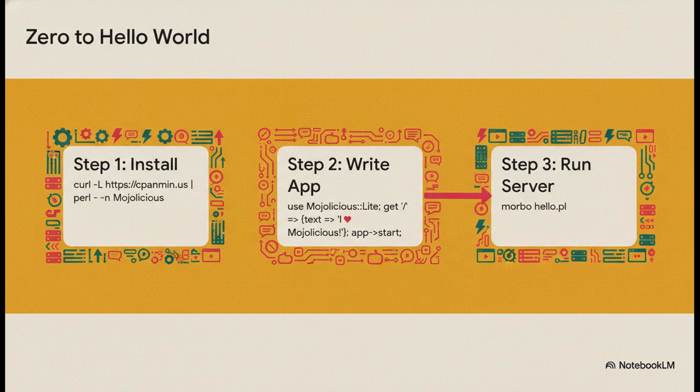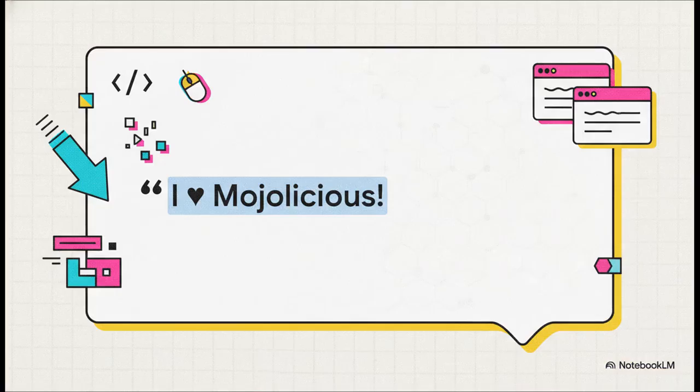And step 3 is one more command to run the whole thing using the built-in development server, Morbo. That's it. And there you have it, the result. If you run those commands and then pop open your browser, this is exactly what you see. You go from literally nothing to a running web application in under a minute. It's just an amazing demonstration of how this framework is totally focused on getting you productive fast.